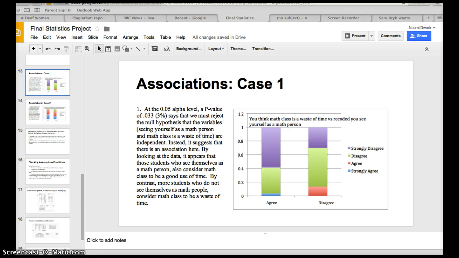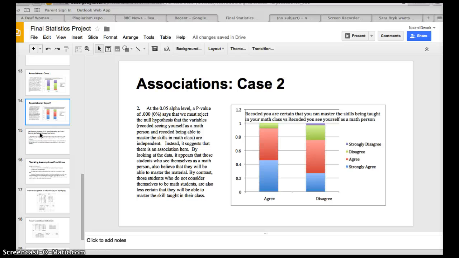Okay, so then here's a graph of the first case where we see an association. We're comparing "you think math class is a waste of time" and "you see yourself as a math person." At the 0.05 alpha level, a p-value of 0.033 says that we must reject the null hypothesis that the variables are independent. Instead, it suggests that there is an association here. If we look at the data, it shows that students who see themselves as a math person also overall consider math class to be a good use of time. By contrast, most students who do not see themselves as math people also think math class is a waste of time.